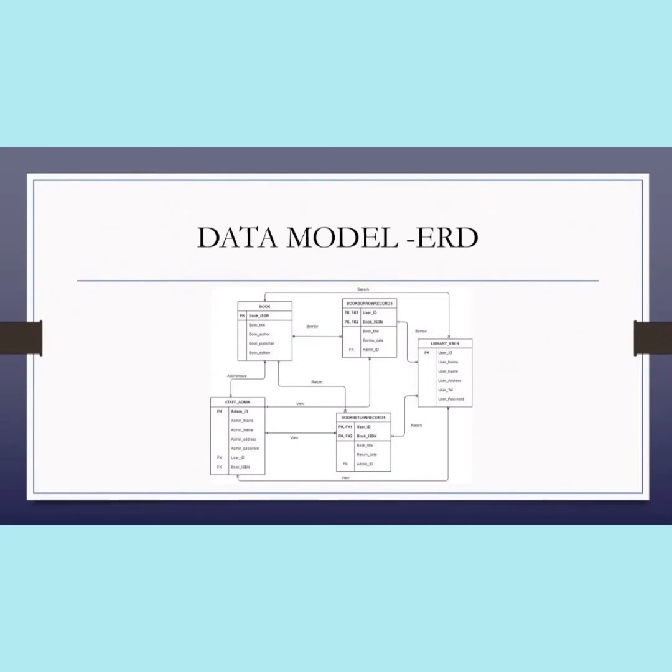So the next one is the data model ERD. There are 5 entities here: book, staff admin, library user, and including 2 bridge entities, which are book return records and book borrow records.